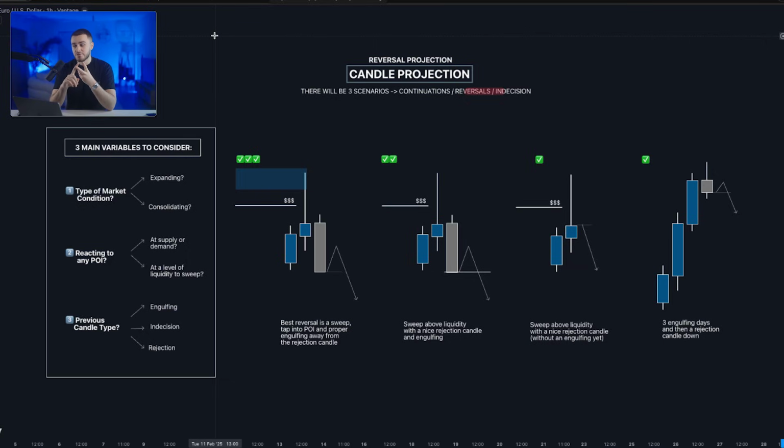Is it reacting to a point of interest? And what were the two previous daily candles? Now, there is a little ranking system that I've created for all my students, but you can have it here for completely free. Typically, what we look at when we look at a low quality type of projection in a way for a reversal, it looks something like this.